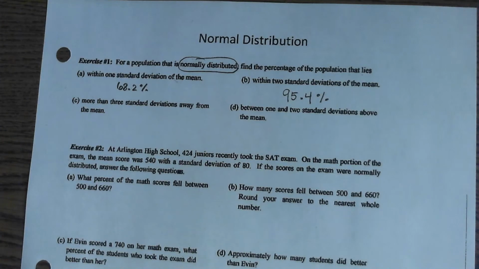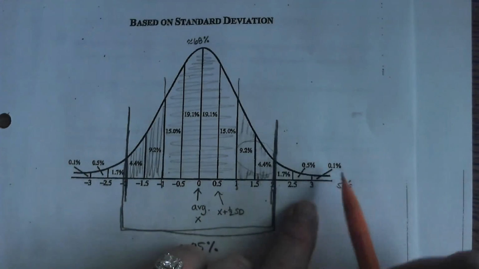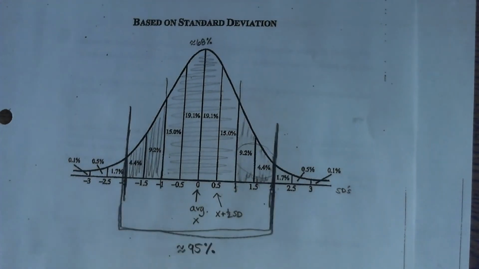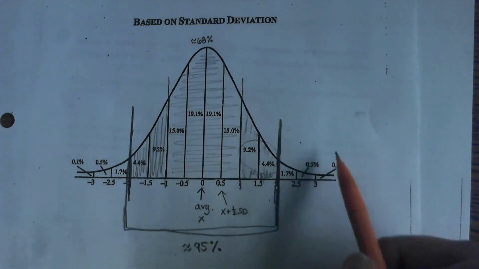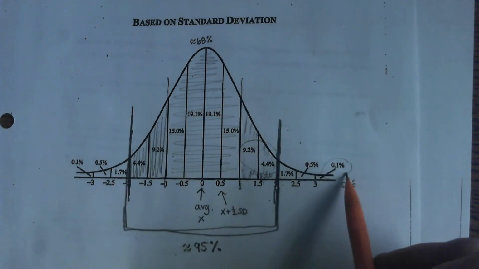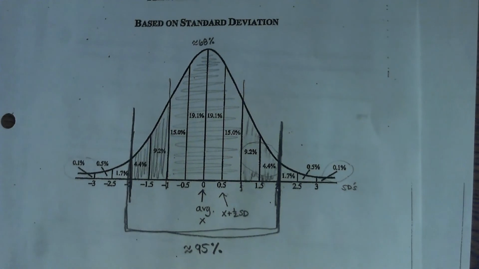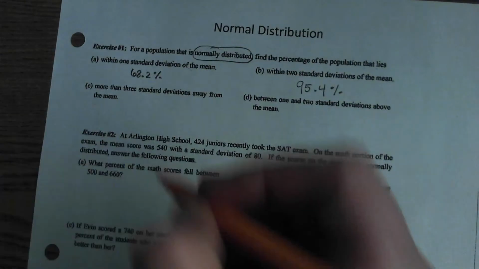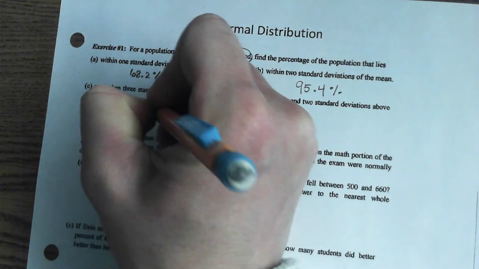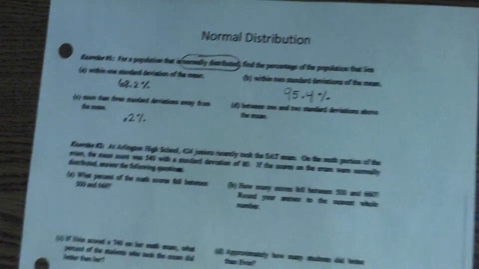Okay? So here's kind of how they'll switch it up. More than 3 standard deviations away from the mean. More than 3. And it doesn't say above or below. It just says more than 3. So I'm assuming that means on either end, yes? So more than 3 on the top end is 0.1%. More than 3 on the bottom end is another 0.1%. So that would be what total? 0.2%. So not even 1%.